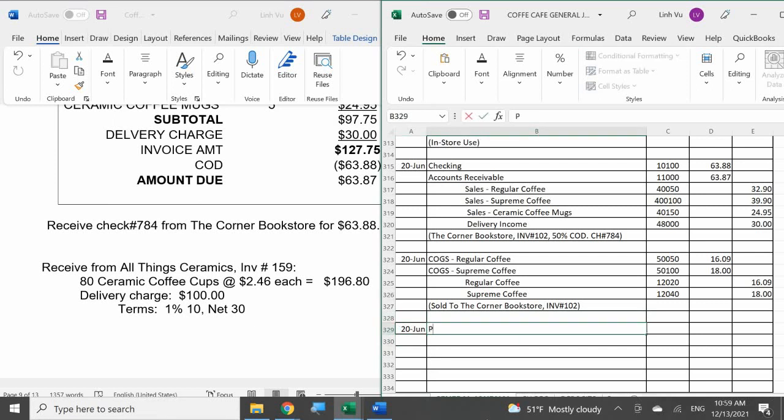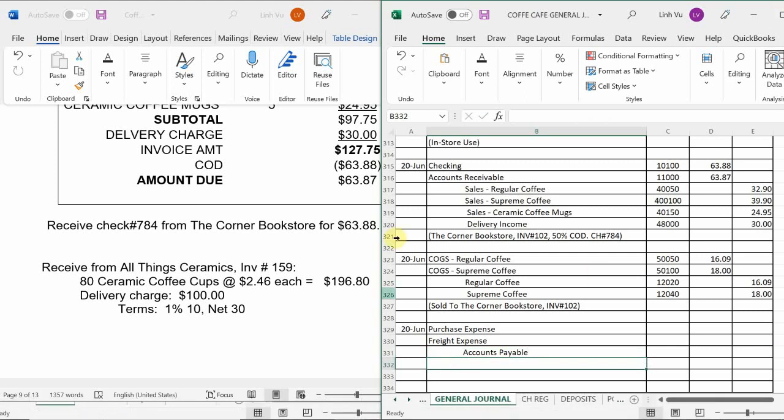So purchase expense, freight expense. I have a question. Does this go back to the same one that we did on June 8th, the prepaid accounts for All Things Ceramic? In this case, let's take a look at our purchase orders. It's just the invoice of 159 confused me with the check of 1509, so that might be something different.